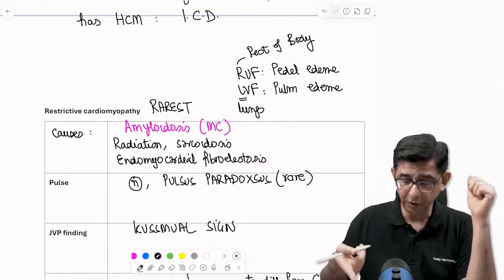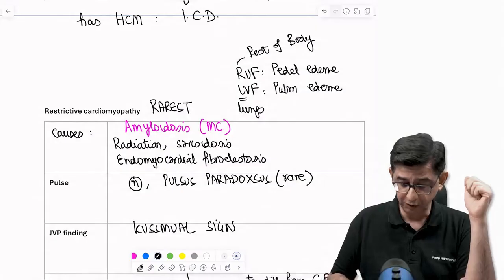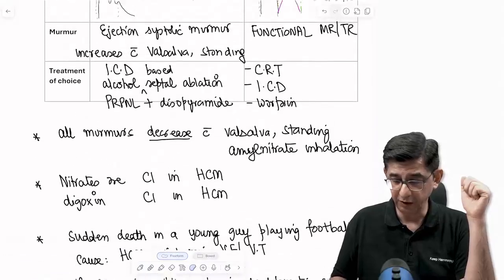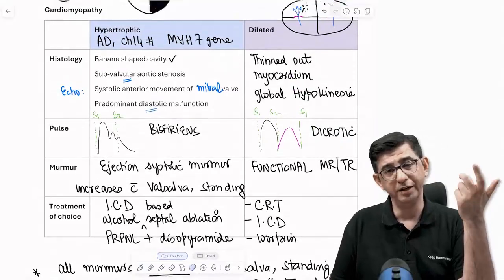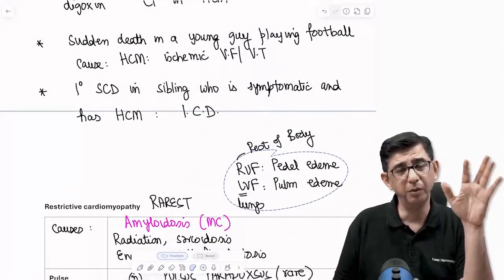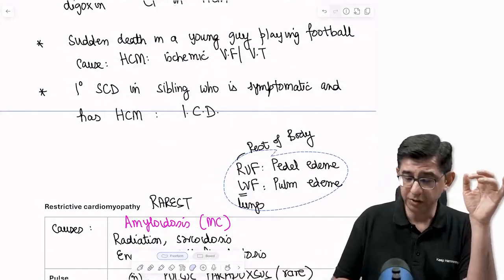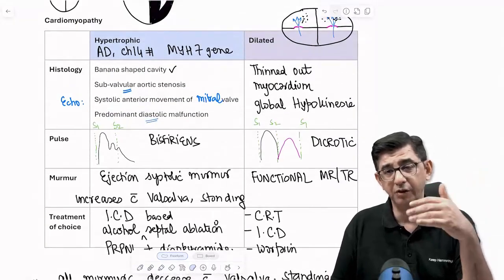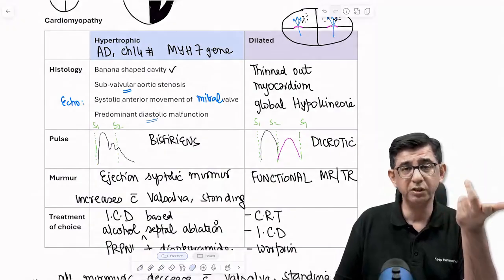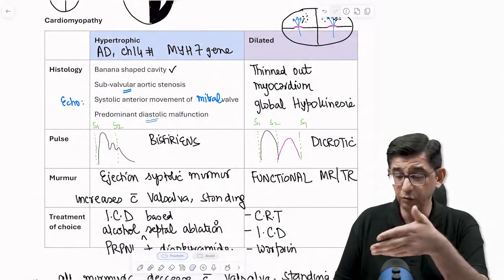Then he will say pulsus paradoxus, Kussmaul's sign. But suppose they give you a question in which these findings are given, and the question says the patient is having dicrotic pulse, then you will say that it is dilated cardiomyopathy. If they give you a question of pedal edema, pulmonary edema, shortness of breath, and the question says the patient is having dicrotic pulse with functional MR and TR, then you will say dilated cardiomyopathy. Also, to assist you, if echo shows global hypokinesia, then you will say dilated.